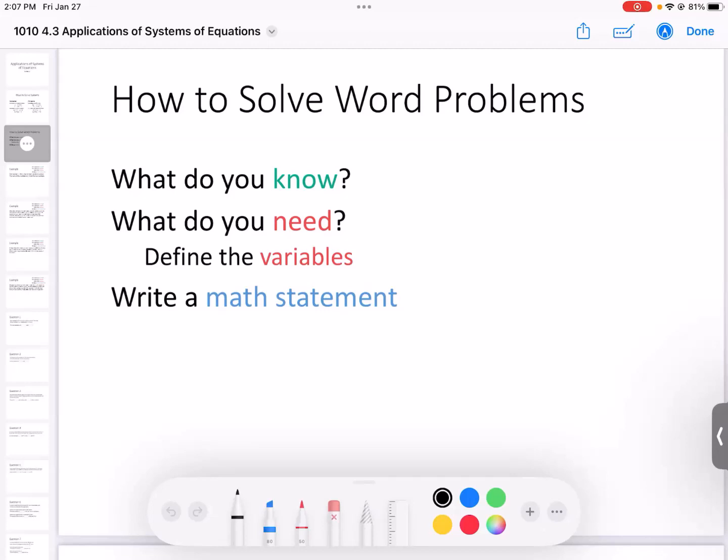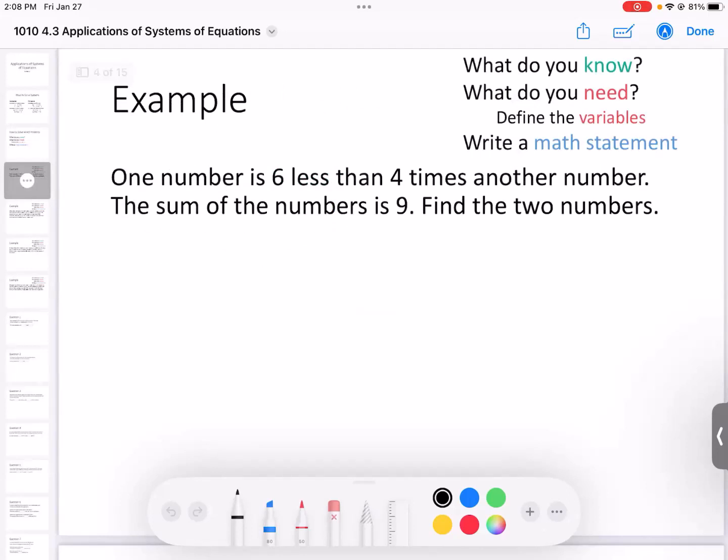So the strategy is you read through the word problem and you identify the stuff you know and the stuff you need. And then after you know what you need, you're going to define variables for those things you need. So you'll say, oh, I need to know how many people there are. I'm going to use P to represent the number of people. And you define something with that. Then you write a math statement using your variables and the numbers that were given that makes sense given the context of the problem.